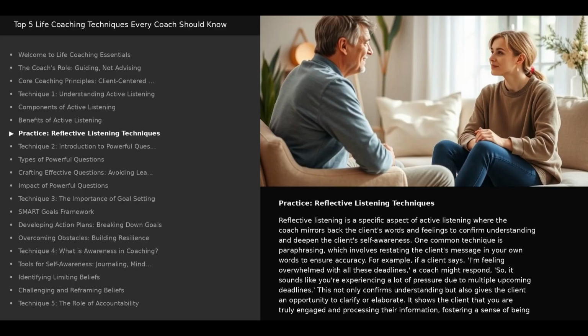Practice reflective listening techniques. Reflective listening is a specific aspect of active listening where the coach mirrors back the client's words and feelings to confirm understanding and deepen the client's self-awareness. One common technique is paraphrasing, which involves restating the client's message in your own words to ensure accuracy. For example, if a client says, "I'm feeling overwhelmed with all these deadlines," a coach might respond, "So, it sounds like you're experiencing a lot of pressure due to multiple upcoming deadlines."